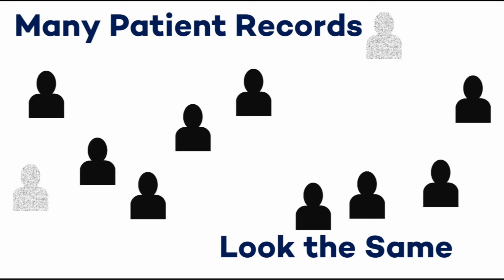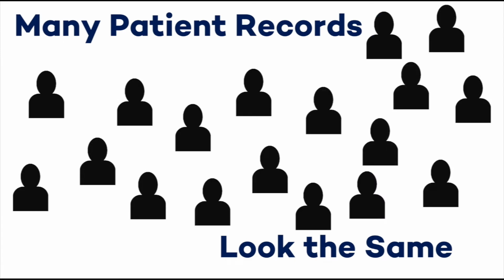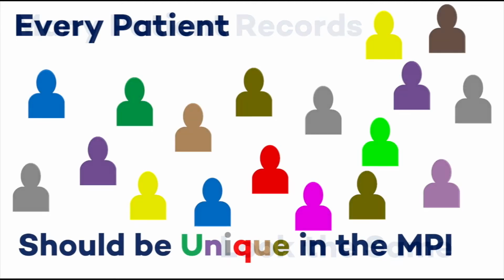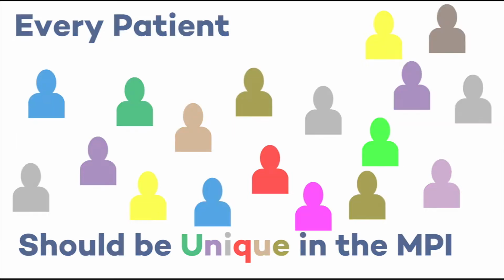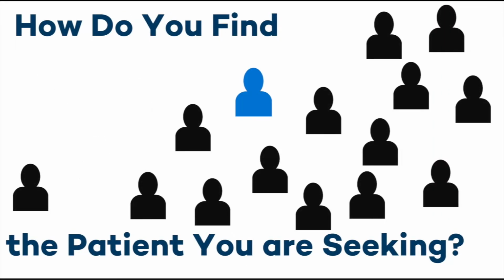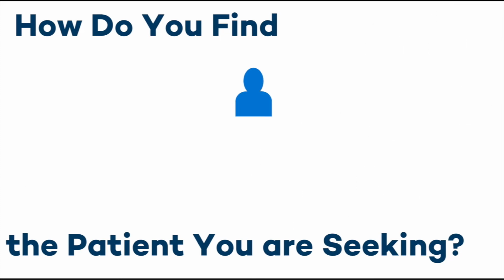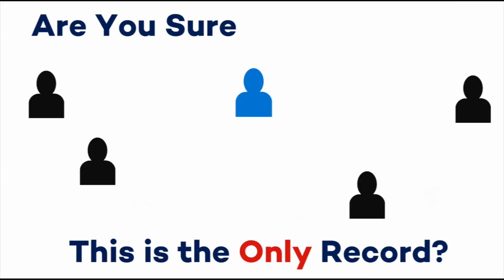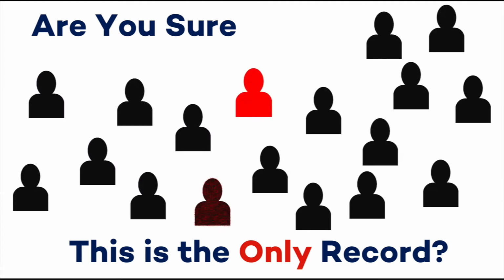Many patient records look the same. And even though every patient is supposed to be unique in the MPI, how do we know that? How do we find that patient? How confident are we? And if we do find the patient record we're looking for, are we 100% certain that it's the only record for that patient? Given those ratios, 1 in 12.5, 1 in 8.3, or 1 in 5, the chances of finding a duplicate record are much higher than you think.